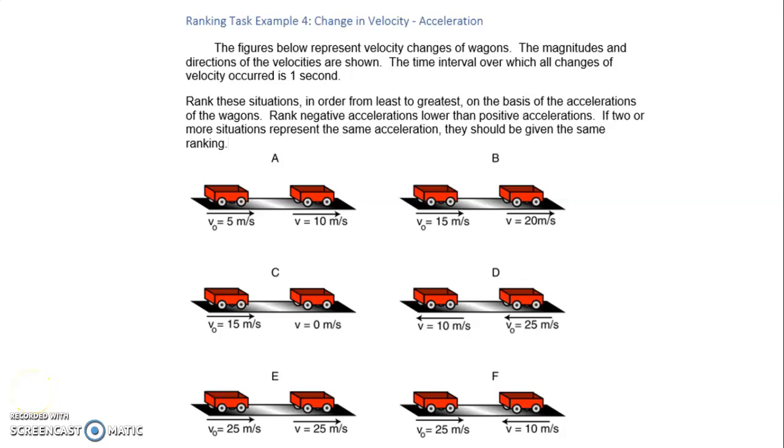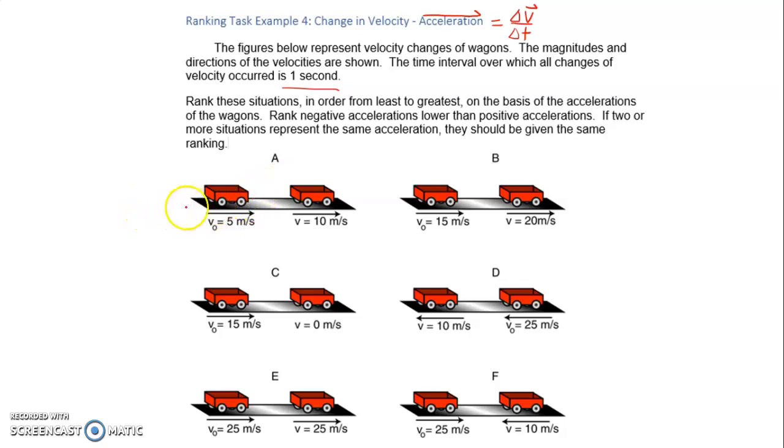In this video, we're going to look at a ranking task for change in velocity, in other words, acceleration. We have 6 cases here, and we're asked to rank them by acceleration from least to greatest. We're told that the time interval is 1 second, although really it doesn't matter as long as the time interval is the same for all of them. We know that acceleration is equal to delta v over delta t. Velocity is a vector, acceleration is a vector.